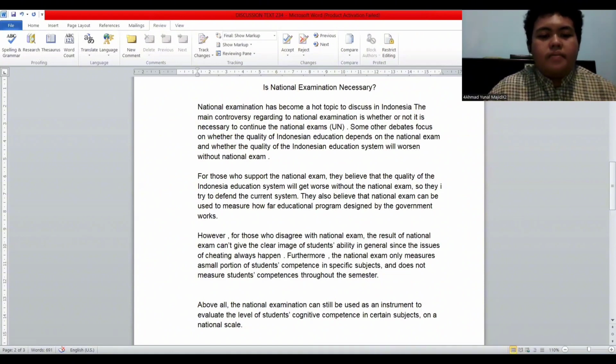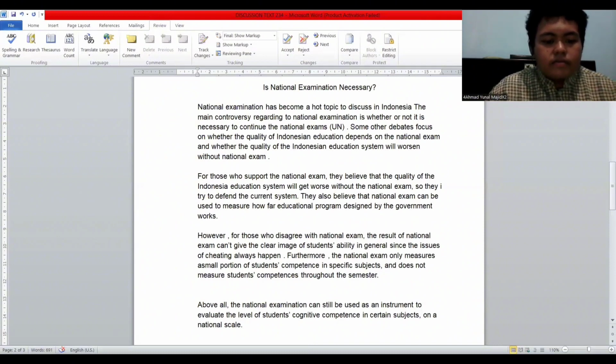Let's read next, okay? Some other debates focus on whether the quality of Indonesian education depends on the national exam and whether the quality of Indonesian education system will worsen without the national exam. So what this means is that some people are arguing and focusing on the quality of education in Indonesia, which will be based on the result of the national examination, and then there are also those who argue that the quality of Indonesian education will get worse without a national examination.